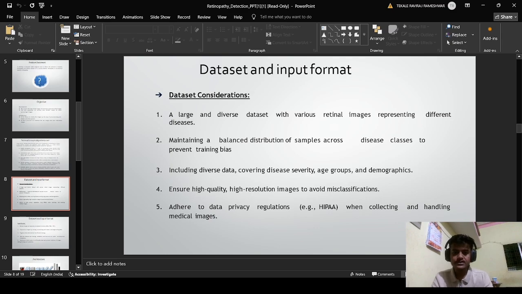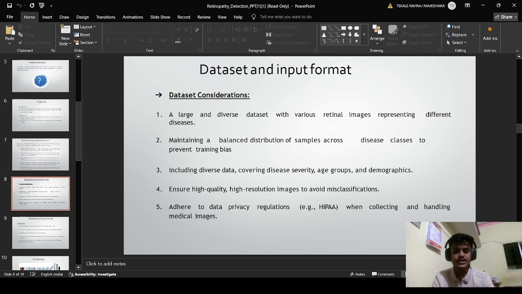So we focus on the dataset and input preparation. We use a large, diverse dataset of high-resolution retinal fundus images. The dataset includes different levels of diabetic retinopathy and a mix of age groups and demographics. Balance your class distribution to avoid bias. Image quality is crucial. Blurry or low-resolution images can lead to misclassifications.